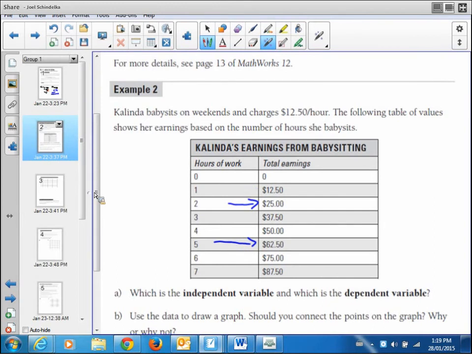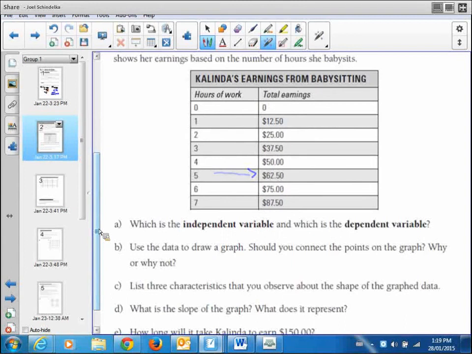Now, all I'm wondering here is, which one's the independent and which one is the dependent variable? Now, you don't usually use those words, but think of it this way. Does the amount of money you make depend on the hours you worked, or is it the other way around? The hours you work depend on the amount of money? I think you guys are nodding your head. The money depends on how many hours you work, right?